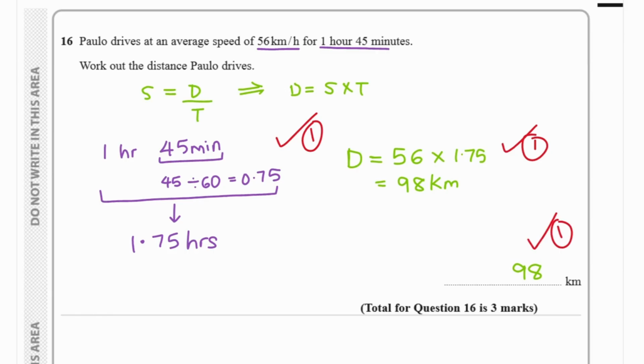Question 17. There are 3 cinemas, A, B, and C. The mean number of seats per cinema is 380. There are 350 seats in cinema A. There are 250 seats in cinema B. Work out the number of seats in cinema C.